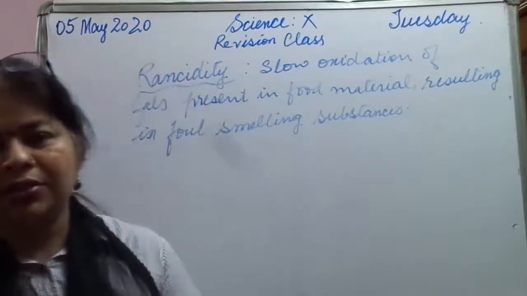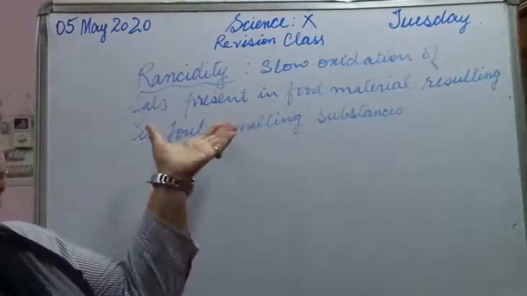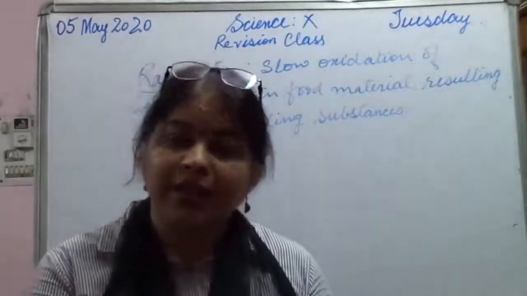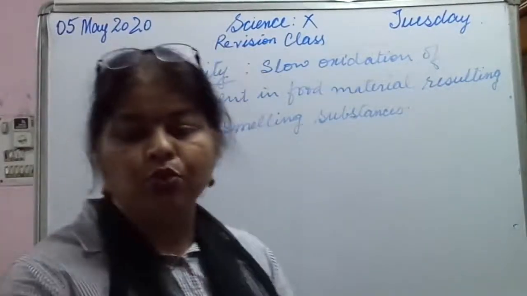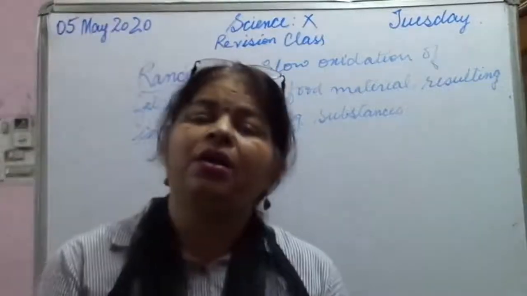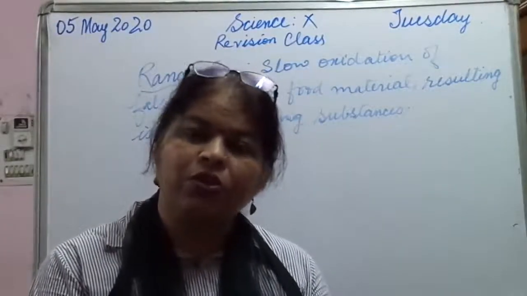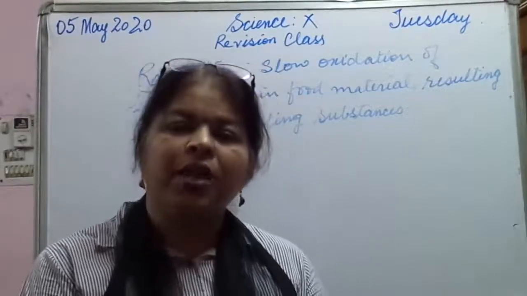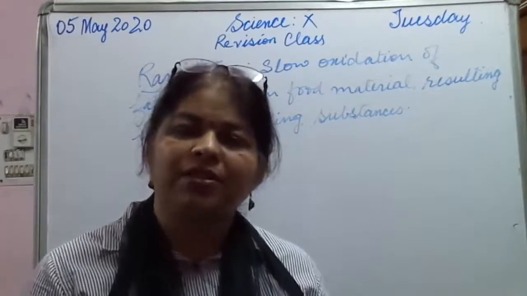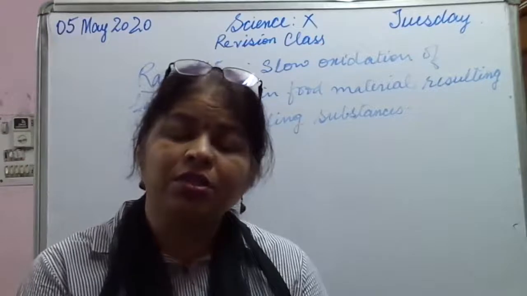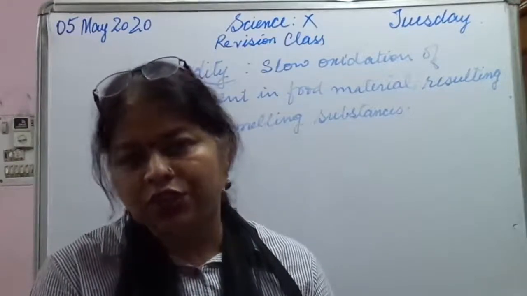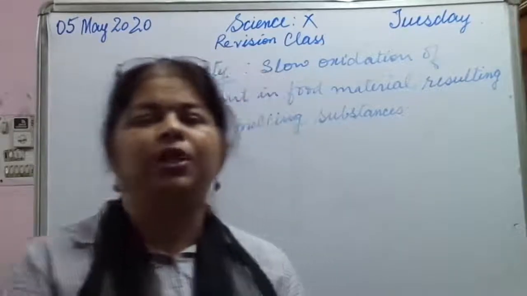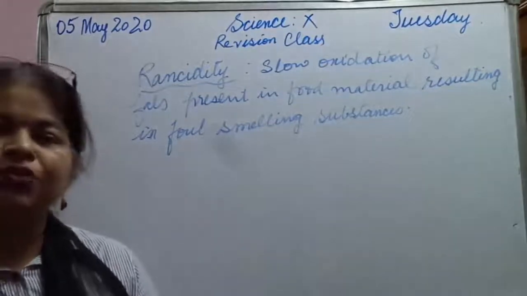So what is done? How to prevent rancidity? Rancidity can be prevented by keeping the food in airtight containers, by vacuum packing, or, when food like chips is packed in the industry, the packets are flushed with nitrogen gas. Nitrogen is unreactive, so oxygen will not remain, and the food item will remain fresh for a very long time.